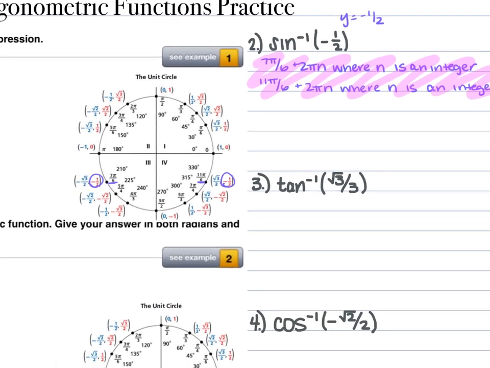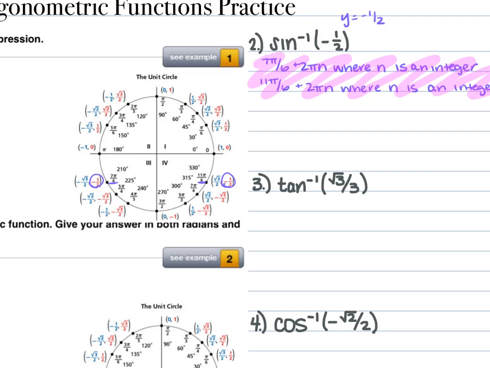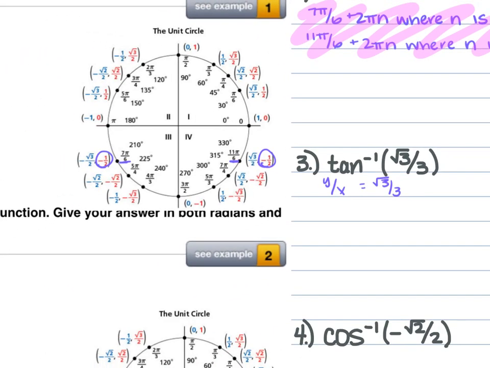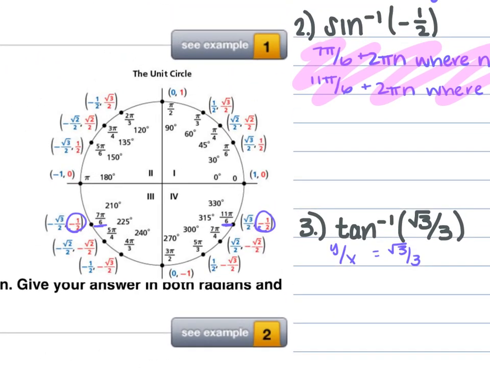For number 3, we're working with the inverse of tangent of the square root of 3 over 3. So where is our y over our x, the square root of 3 over 3? Well, when we look at this, the square root of 3 over 3 means that we're doing y divided by x, so y times the reciprocal of x, and we're getting the square root of 3 over 3. So if we look at 30 degrees, that square root of 3 over 2 and 1/2, if we take the square root of 3 over 2 and take the reciprocal of that and multiply it by the 1/2, it's going to be the 1 over the square root of 3.